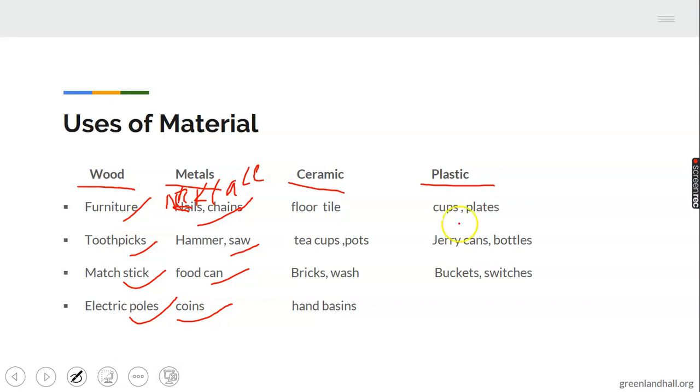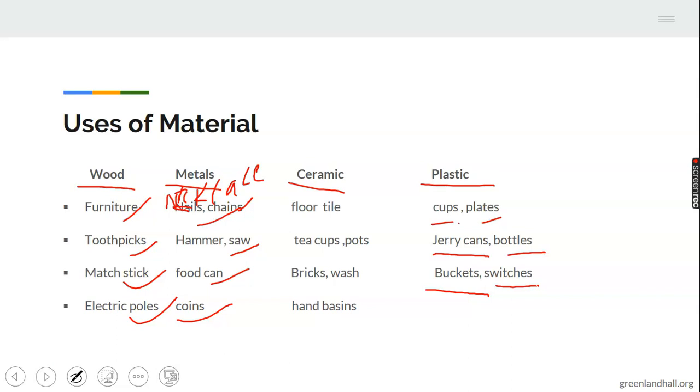We have cups. We have plates. They are made of plastic. We have jerry cans. We have bottles made of plastic. We have buckets. They are made of plastic. Some switches are made of plastic. Now you can see some of those materials and what we use them to do. All these materials that I've taught you, you can see what they are used to do.